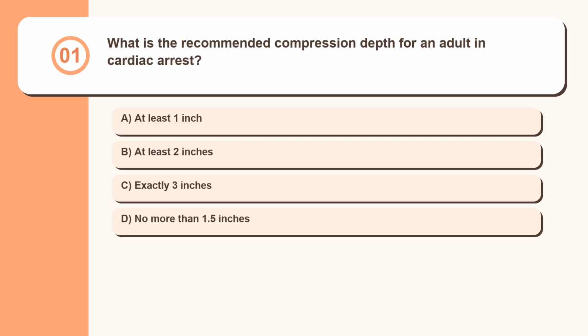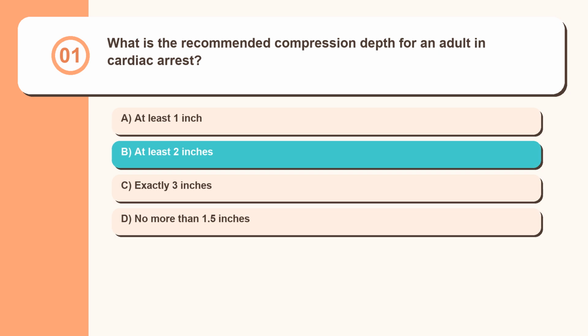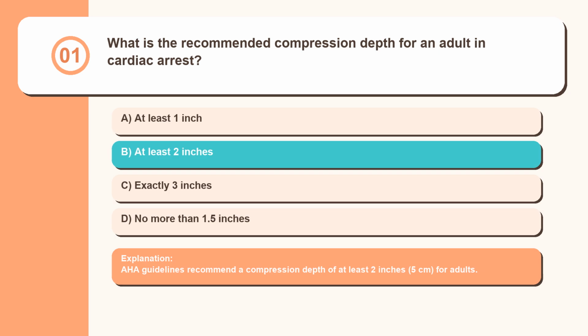Question 1. What is the recommended compression depth for an adult in cardiac arrest? At least 1 inch, at least 2 inches, exactly 3 inches, no more than 1.5 inches. AHA guidelines recommend a compression depth of at least 2 inches, 5 centimeters, for adults.